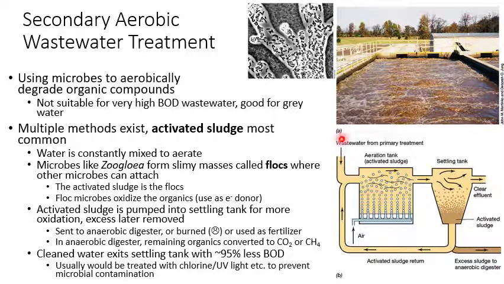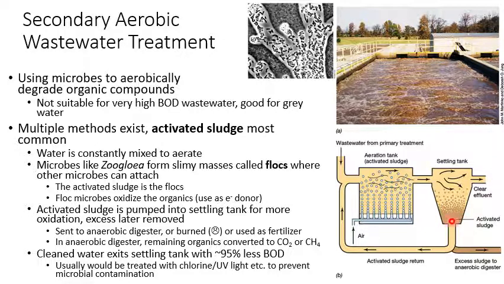So here's your wastewater coming in from the primary treatment process. It goes into the mixing tank. It's constantly being mixed. You also have flocks growing in here. Then it's sent to the settling tank. Your flocks or your activated sludge will settle to the bottom of the tank, taking organic compounds with them. The water at the top would be clear then, and it will leave the treatment process. So this is your effluent.